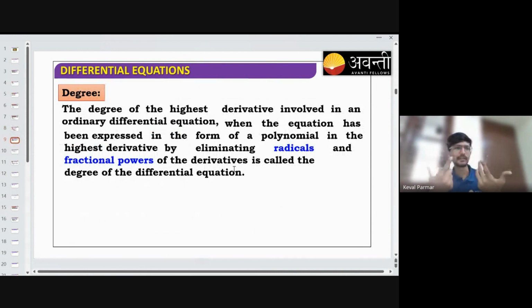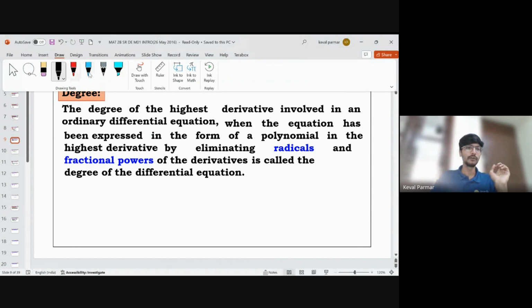Degree means power, obviously. But power of what? Power of the differential coefficient, meaning dy by dx or d2y by dx square and so on. But when do we have to see this power? We have to see the power only when the differential equation is in polynomial form. What is meant by polynomial form?